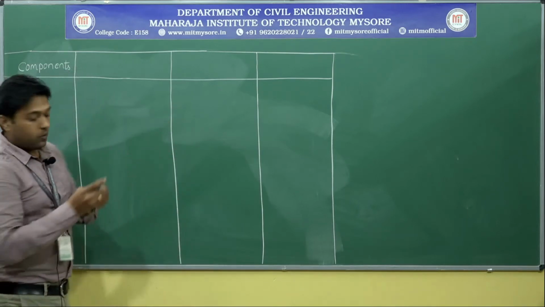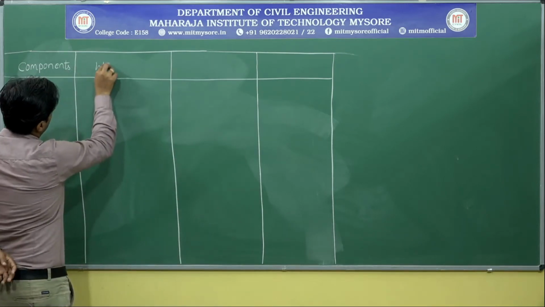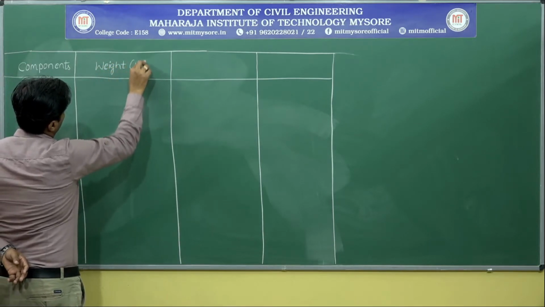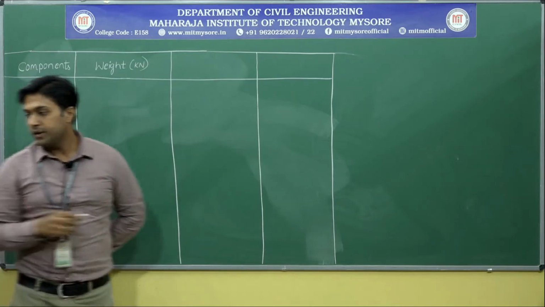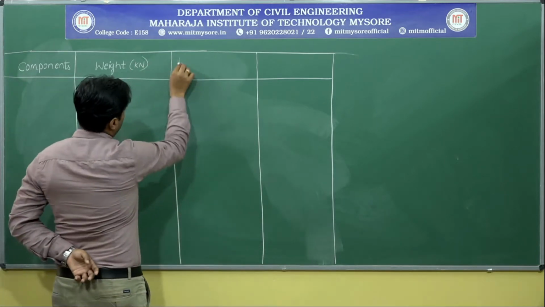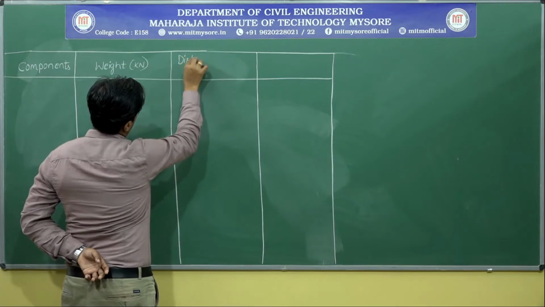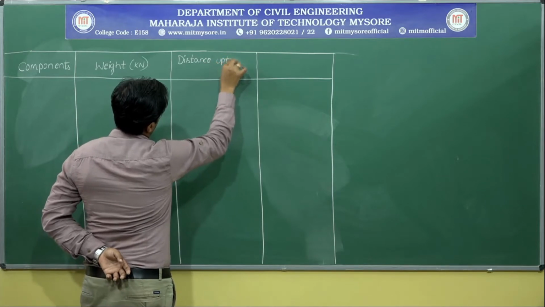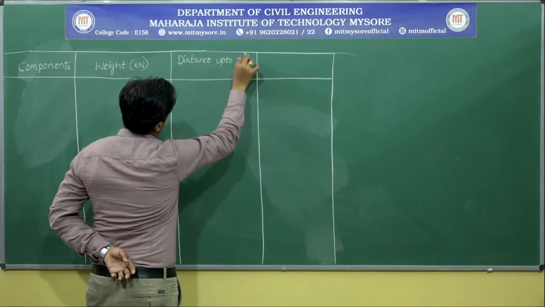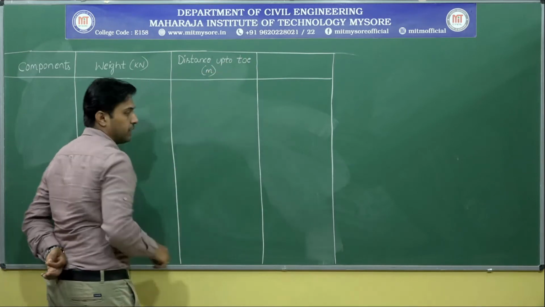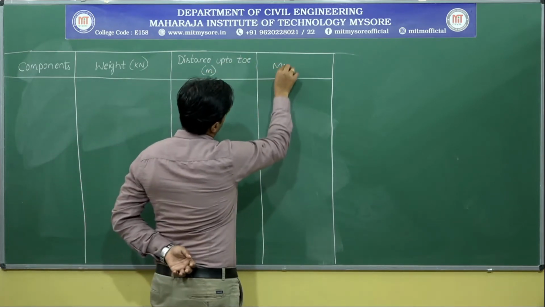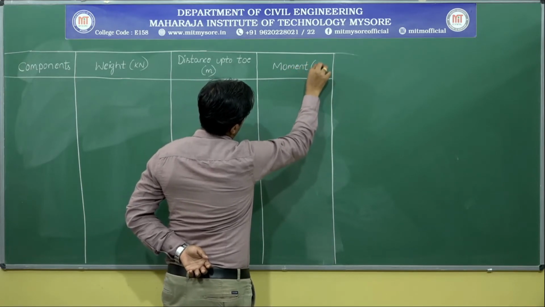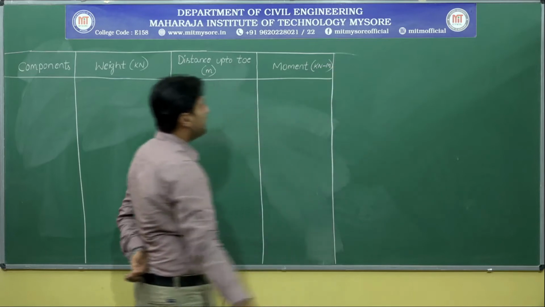The second one is weight. What is the weight of that particular component? It is in kilonewton. And the next one is distance up to the toe. I will be explaining what it is. Distance up to toe in meters. Next is moment, which is in kilonewton meter.